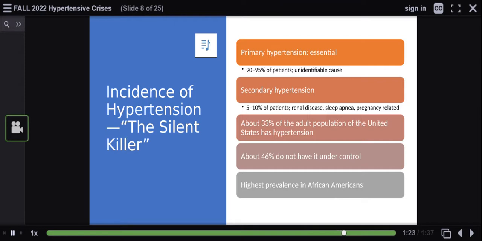About 33% of the adult population of the United States has hypertension, and again, 46% of them do not have it under control. It's high, and it's prevalent in the African American population.